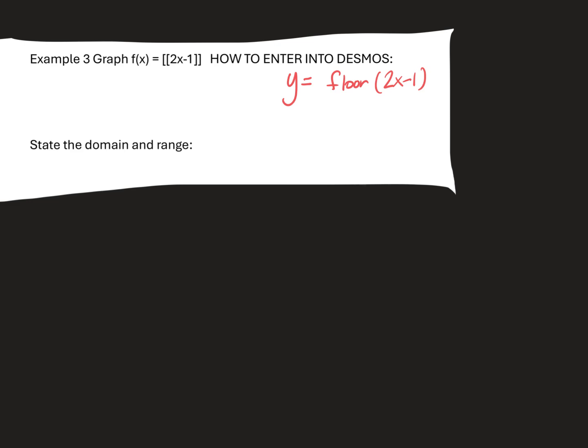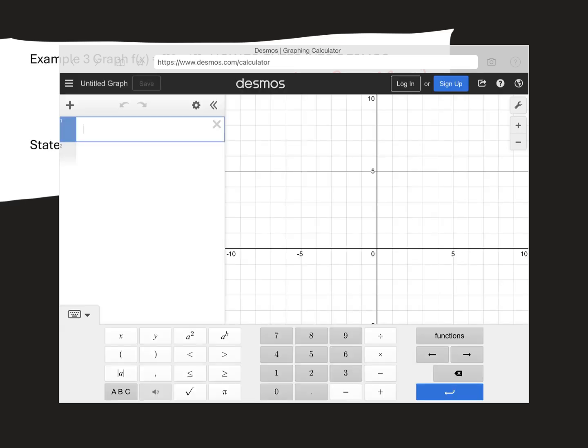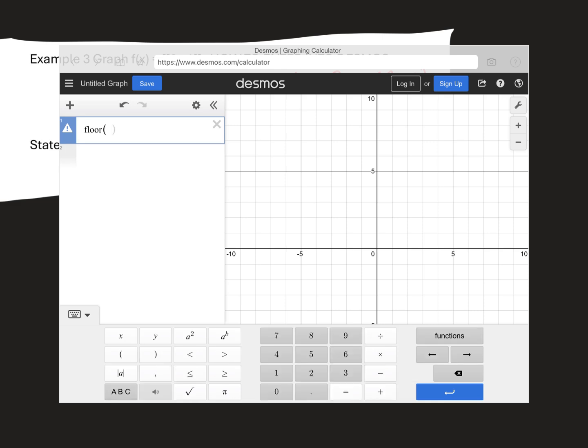I think I can add a link right now where I'm at, browser. Yes. So I'm going to type floor, F-L-O-O-R. Whoops. And then in parentheses, I'm going to put 2x minus 1, and close the parentheses. And then you can see that series of steps in the picture.